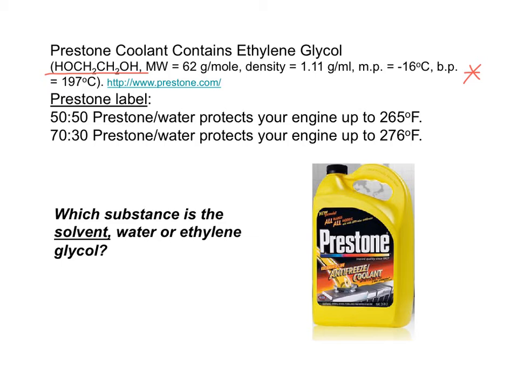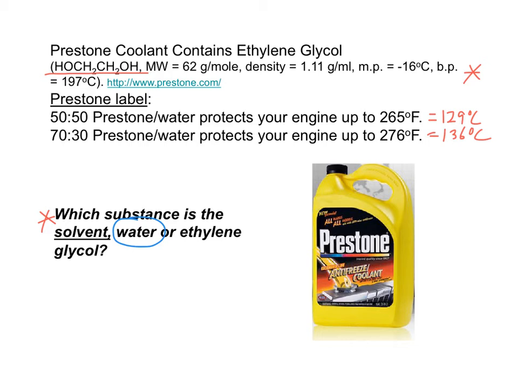According to the Prestone label, a 50-50 mixture of Prestone and water protects your engine up to 265 degrees. A 70-30 mixture protects your engine up to 276 degrees. Stop the video and answer this question. And the answer is, these solutions have boiling points higher than the boiling point of pure water.